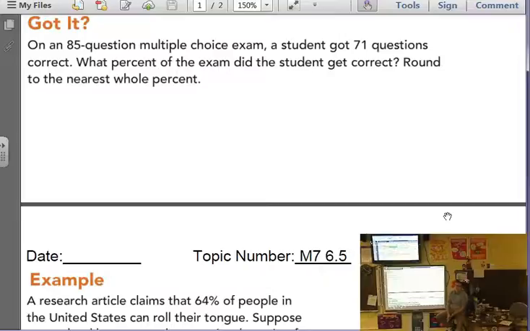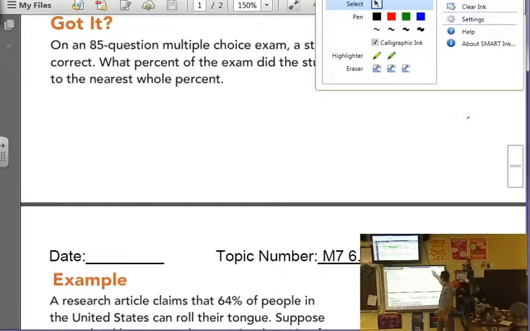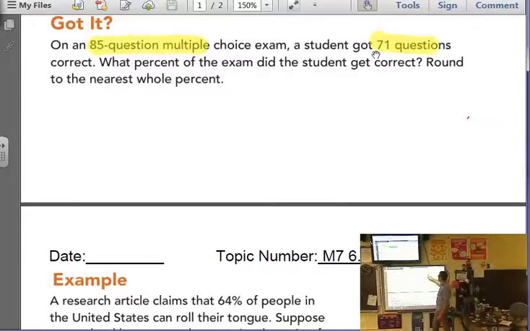On an 85 question exam, let's say you are back in traditional school, in high school, with someone who grades letter grades based off percents. You get 71 questions correct. Okay, decent. The exam had 85 questions, you got 71 correct. What percent did the student score on this exam? So to find out my exam score, Joe, what am I going to do? How do I take this and turn it into a percent?